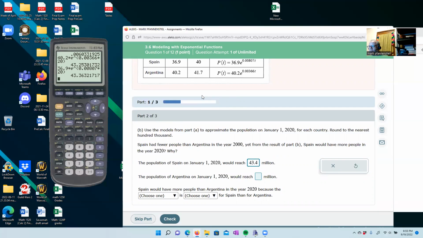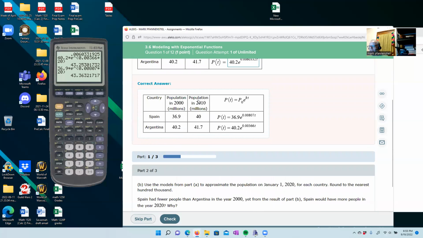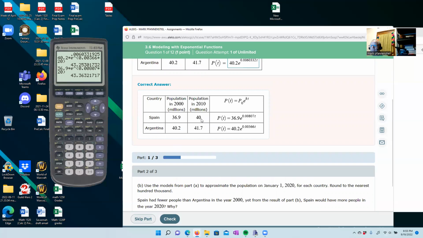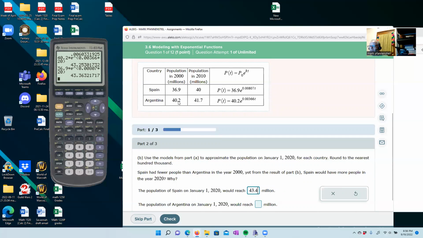I think I used a different number, so we're going to go ahead and say, what's my initial population? Did I do that right? Yeah, we're okay. We're 2,000 with this column. So we're going to say 40.2, times second function ln. Okay, that's our e. And then we're going to say 0.00366 times 20. Okay, and then we'll see what we get.